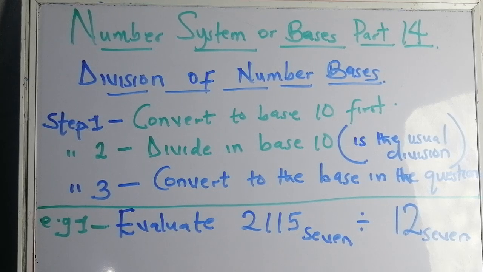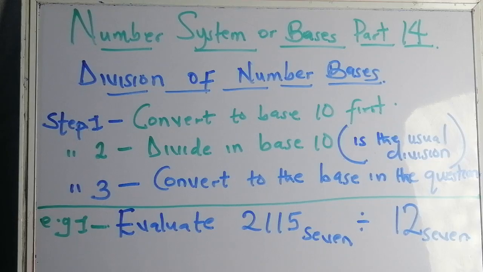Step one is to convert to base 10 first. Then step two, we need to divide in base 10. The meaning of divide in base 10 is just the usual division, like 10 divided by 2 is 5. It is assumed that 10 is in base 10, 5 is in base 10, so I can do the normal division. 10 divided by 2 is 5, or 20 divided by 5 is 4. You understand? That is what I mean by the usual division.